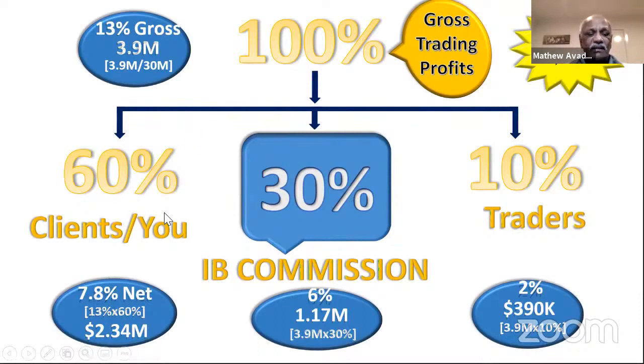So when you divide the commission, which was, what was it, 3.9 million. You can see that the 60% that was distributed to the investors was 2.34 million. And 30% of the commission was 1.17 million. And then the trader took 10%, which was $390,000. So when you add up these 7.8%, 3.9% and 1.3%, it comes to 13%.